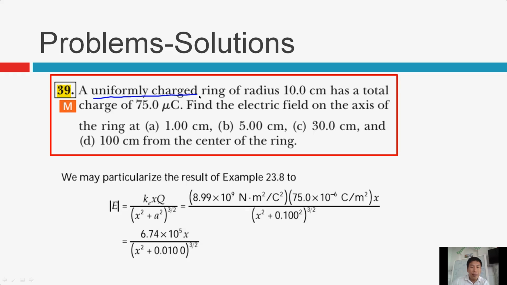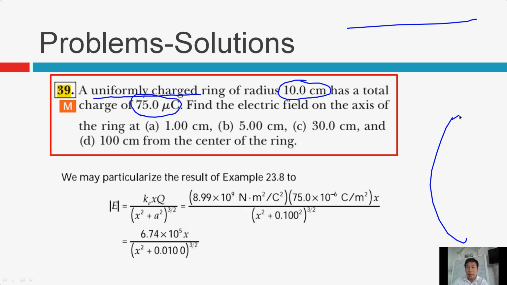We have a uniformly charged ring. This question is for a ring. Previously, we had the question for a disk, and this is for a ring. Actually, the question for a ring is really easier compared to the question for a disk, right? Because you only need to get the integral in one direction. And what is that direction? That is just you integrate with alpha.